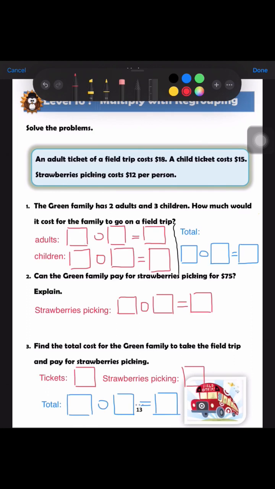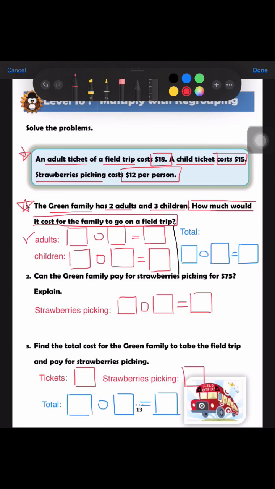Okay, now please turn to page 13. Okay, here at the box, an adult ticket for a field trip costs $18. A child ticket costs $15. Strawberry picking costs $12 per person. So take a look at question 1. The Green family has 2 adults and 3 children. We need to find how much it would cost for the family to go on a field trip.